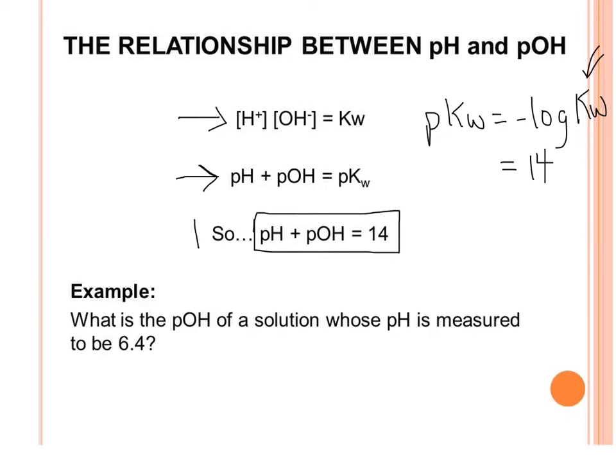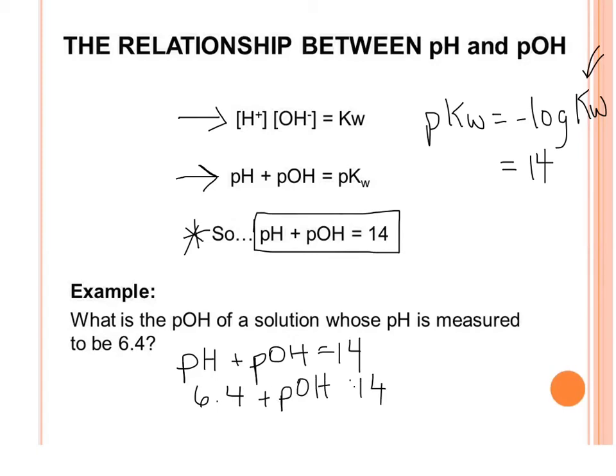This gives us a nice, quick, easy way to figure out a pH if we're given pOH or vice versa. For example, if we have a pH of 6.4, what is the pOH of the solution? We're going to set up pH plus pOH is equal to 14. So 6.4 plus pOH is equal to 14. That means that pOH is equal to 7.6.